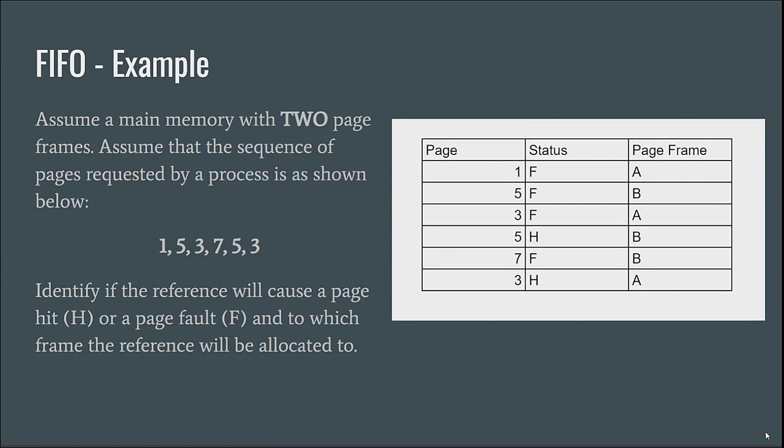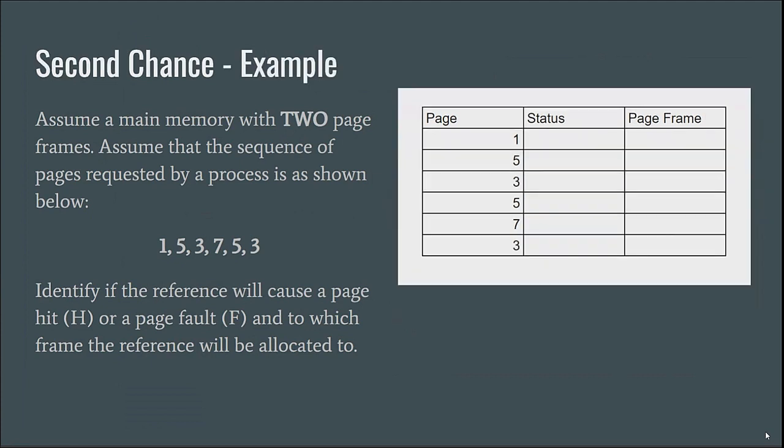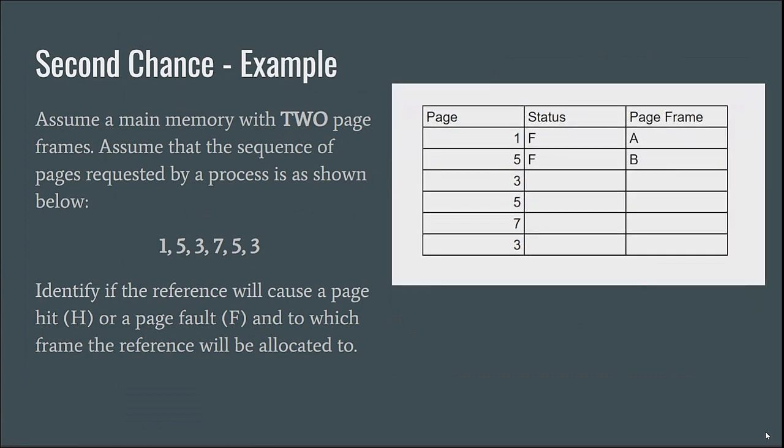Okay. So let's move on to second chance. Let's keep the same thing where we have 2 page frames, A and B, with the same sequence of numbers, 1 5 3 5 7 3. So again, we can do the first 2 because we have 2 pages. We can just go ahead and allocate the first 2. And of course, they're both faults, because there's nothing in the page frames at this point. So we have a fault for 1 and 5, and 1 will go to A since it came first, and 5 will go to B since it came second.